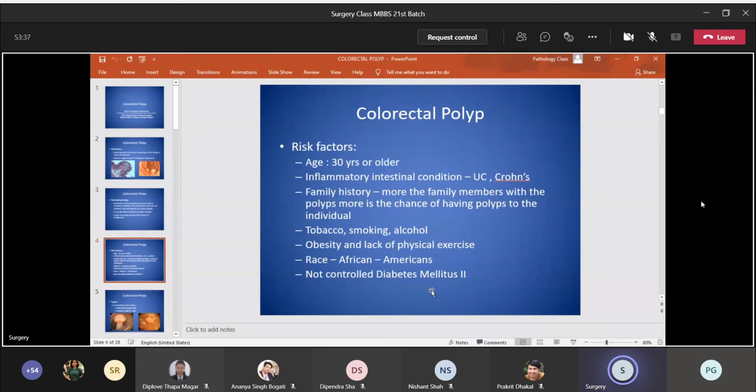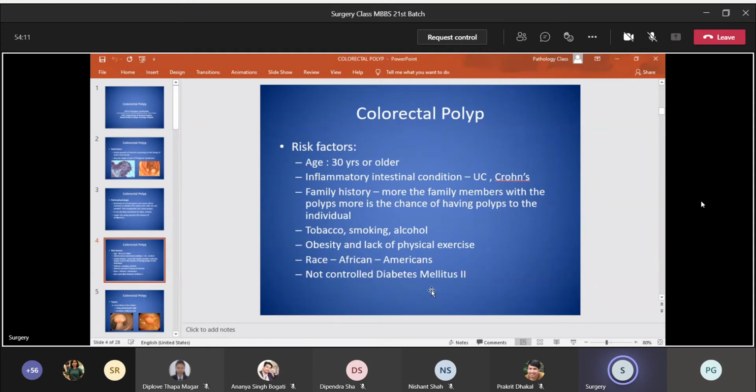What are the risk factors? So age 30 years and older. Those in acquired conditions are of quite older age. Or inflammatory intestinal conditions like ulcerative colitis and Crohn's. These are pathological processes where the tissue develops as polyps. Okay, the family history. That's the congenital one, where they run in families. The more family members with polyps, the more the chances of the individual having polyposis.